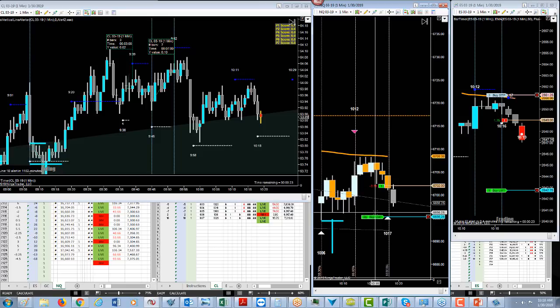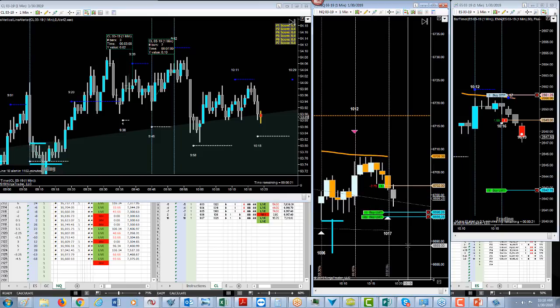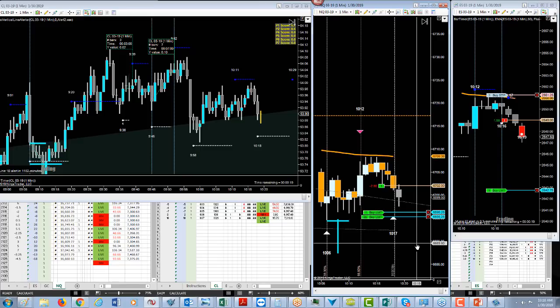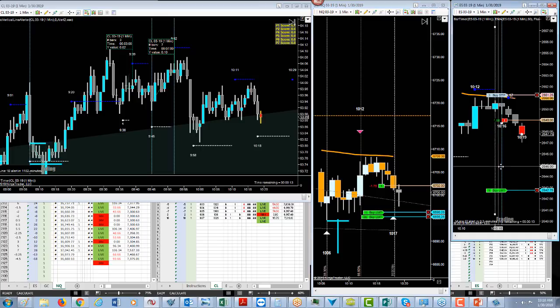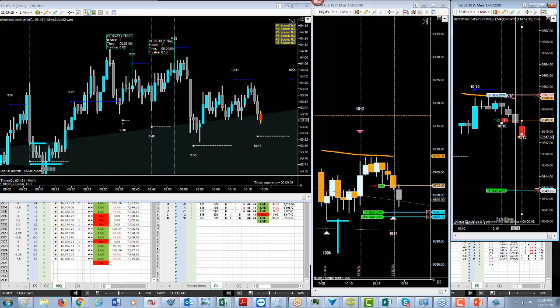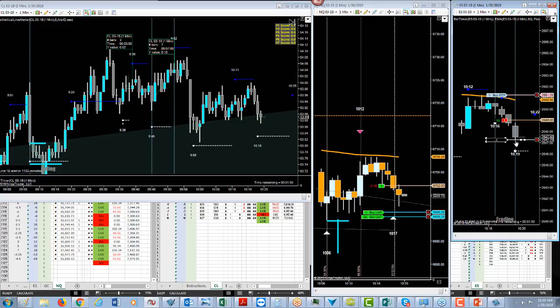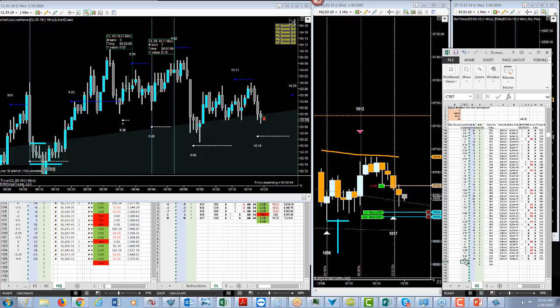I'm going to try a re-entry with a very small stop on the second contract at the 1017 split ES. We're going to exit in 15 seconds at 1019. 8, 7, 6, 5, 4, 3, 2, 1. Point and a half on that ES short.